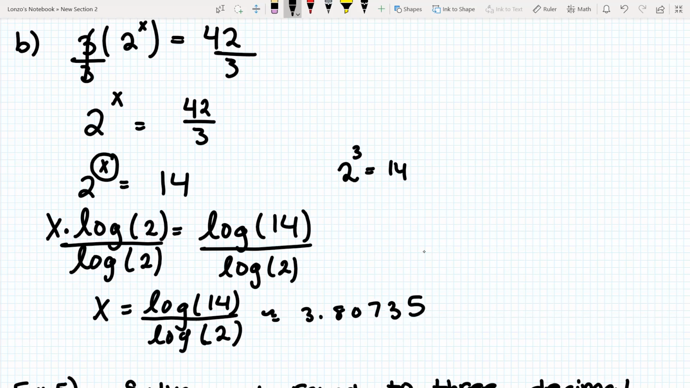3.80735. And then they say round to 3 decimal places, so tenths, hundredths, thousandths place. So that would be your 7. And then if you look at the neighbor, is it 5 or greater? No, 3 is not greater than 5. So your final answer is going to be x is about 3.807.